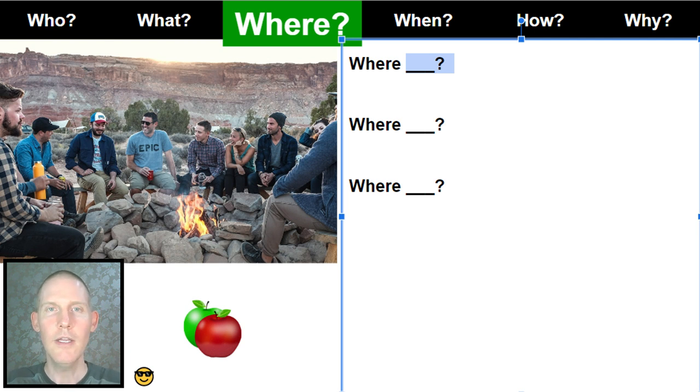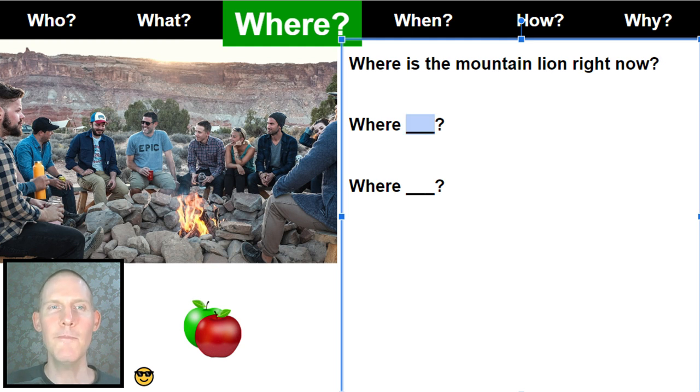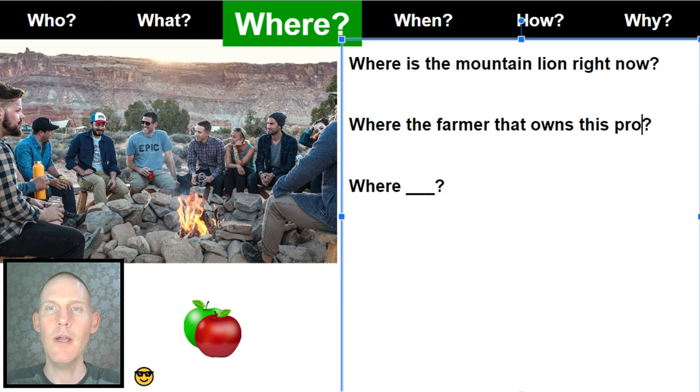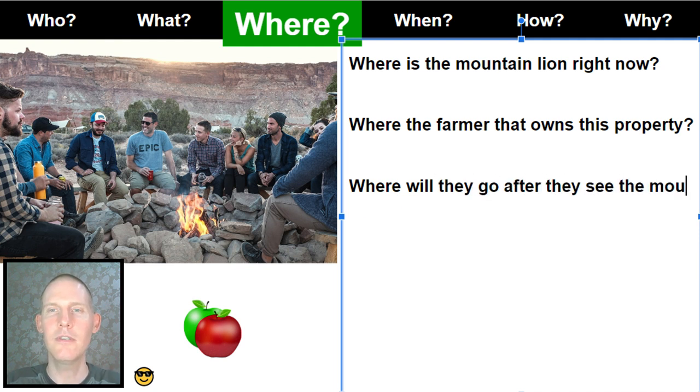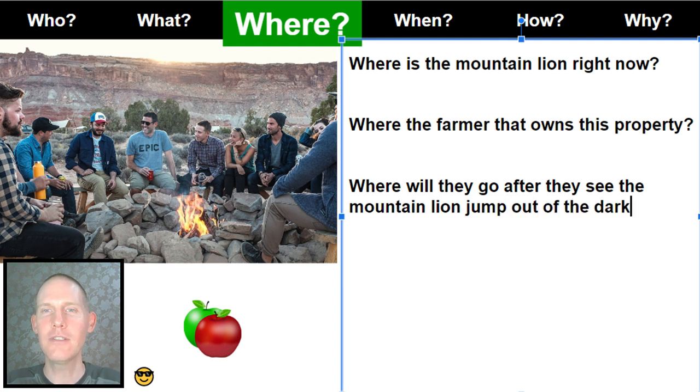Let's see, where is the mountain lion right now? Woo! The mountain lion, scary, scary. We could say, where is the farmer that owns this property? Right. Okay, we could maybe say, where will they go after they see the mountain lion jump out of the darkness?